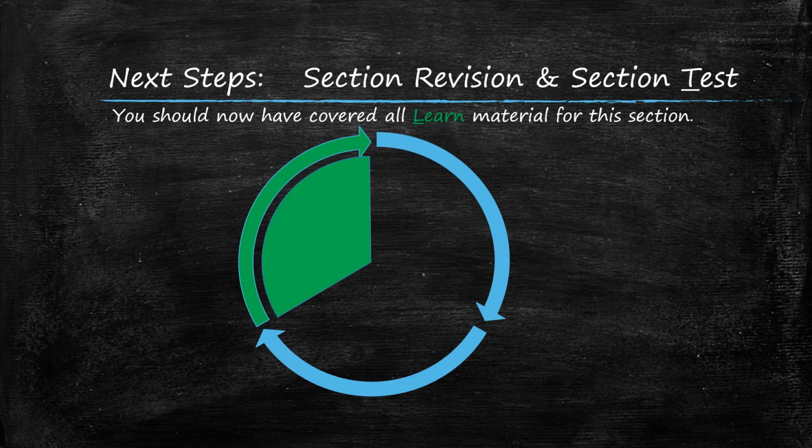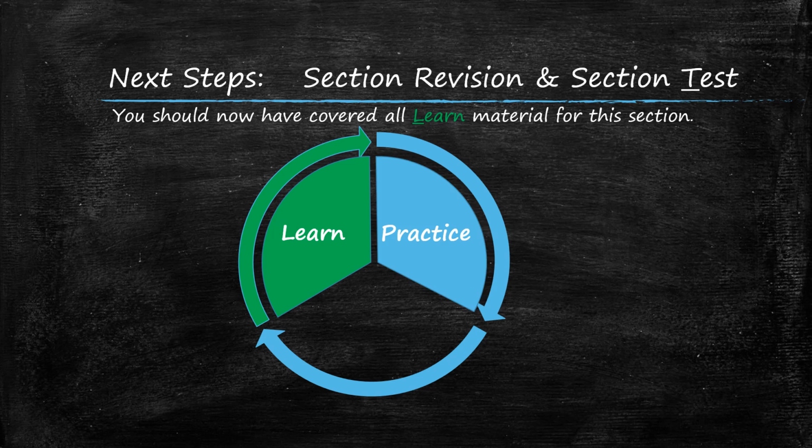Next steps, section revision and section test. So by now you should have covered all the learned material for this section. You should have stepped through each individual topic's learned material, watching the videos or reading the text to learn about the skills within that topic. You should have stepped through the practice for each topic and continued the practice until you mastered the skills for each individual topic. And you've just completed the exam prep topic for this section. So what's next for you?